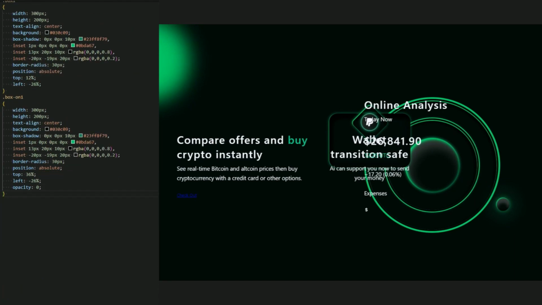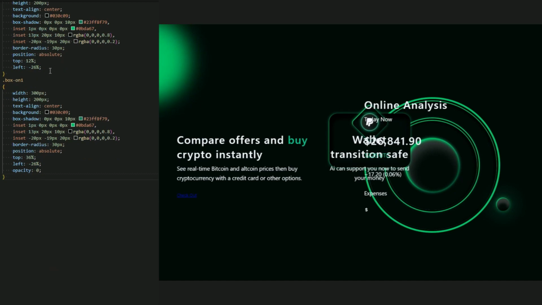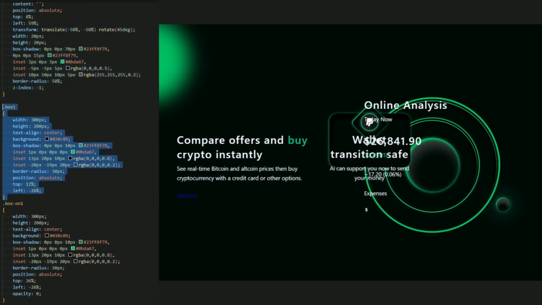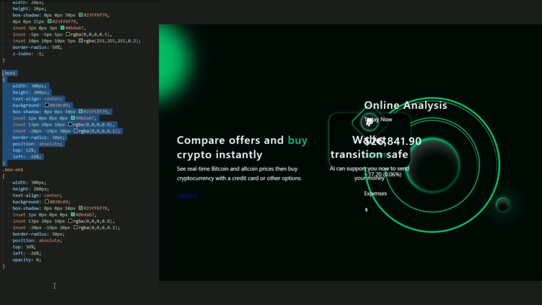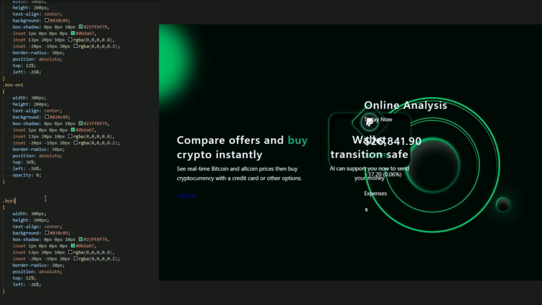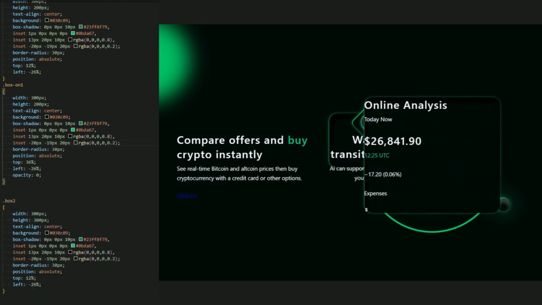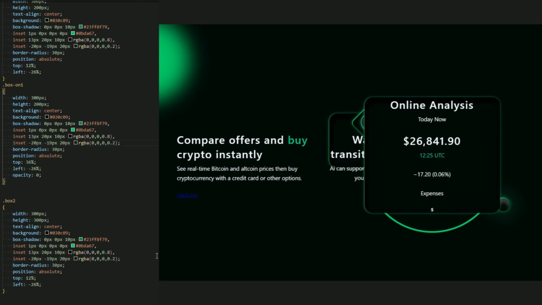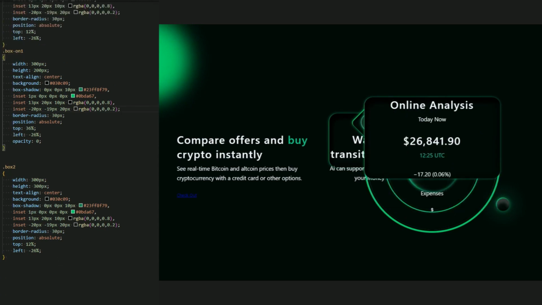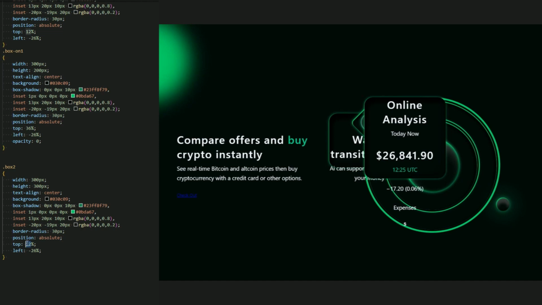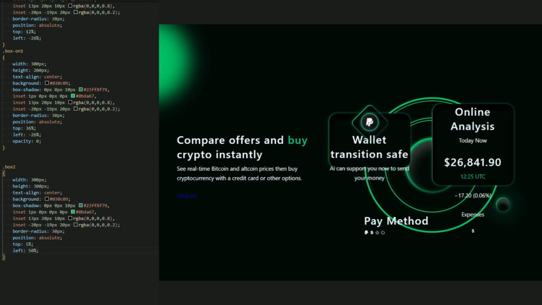Okay, opacity is 0. Now the box 2, copy again, box 2, 300 pixel, height be 300 pixel. Okay, text align center, and box should be the same, no need to change it, but let me just change the position. Top be 5%, left 50%. There we go.